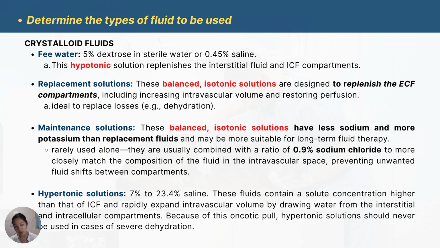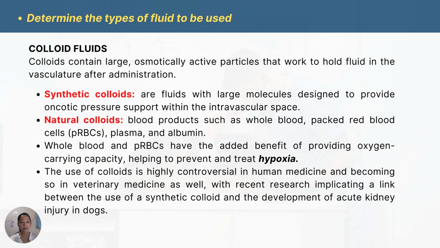In hypertonic solutions, we have 7% to 23% saline. These fluids contain a solute concentration higher than that of the ICF. Therefore, because of this high oncotic pull, hypertonic solution should never be used in severe cases of dehydration because it will cause the cells to shrink.